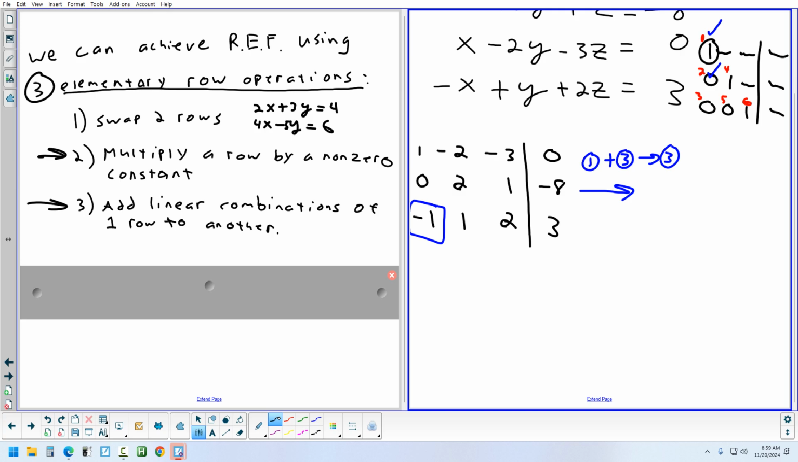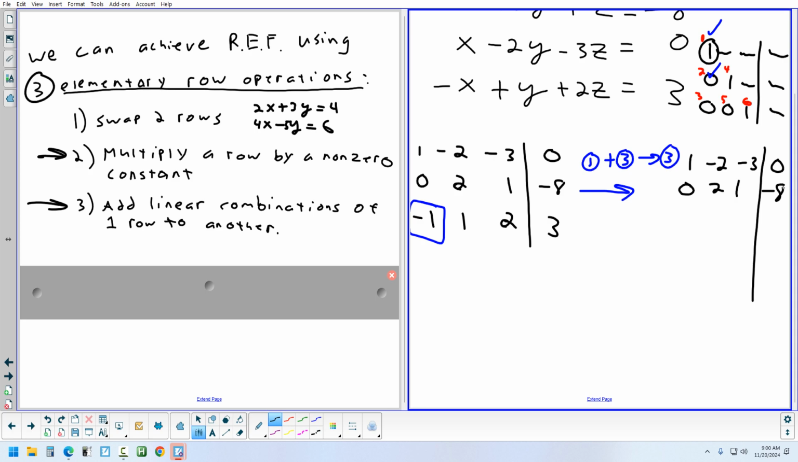I try to just change one row at a time, because if you do 2 rows at a time, then it gets confusing. So let's copy row 1, copy row 2, and now we have to do what we said. We're going to add row 1 and row 3 together, and that's going to replace what's in row 3.